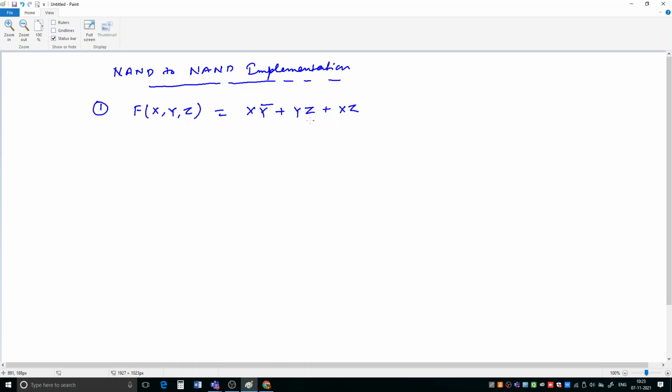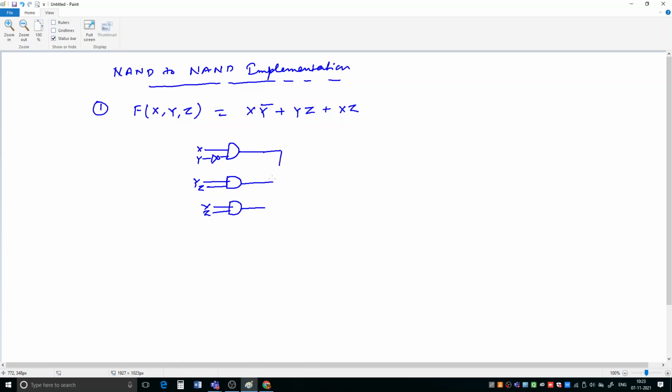So here three AND gates are there. So let me draw these three AND gates. First one, second one, and third one. First one is having two inputs, x and y', so for y', use one NOT gate here. Second one is having two inputs, y and z. Third one is having two inputs, x and z.